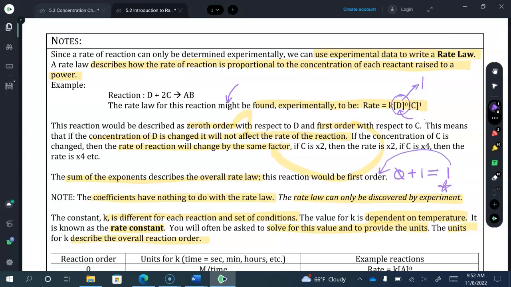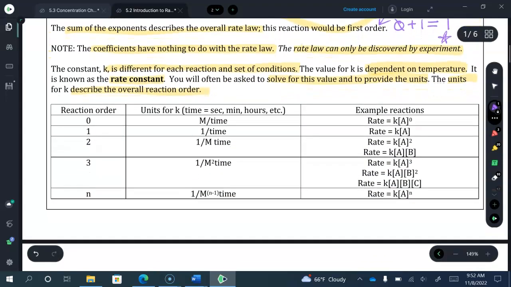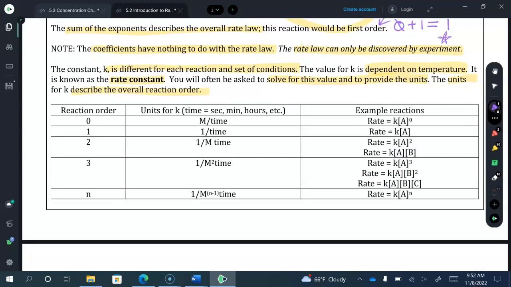The rate law can only be discovered by experiment. The constant K is different for each reaction and set of conditions. The value for K is dependent upon temperature. So temperature is one of those things that affects the rate of reaction. The K that you calculate is specific for one temperature. So if we change the temperature, that changes the overall rate of reactions for everything, and thus K changes.